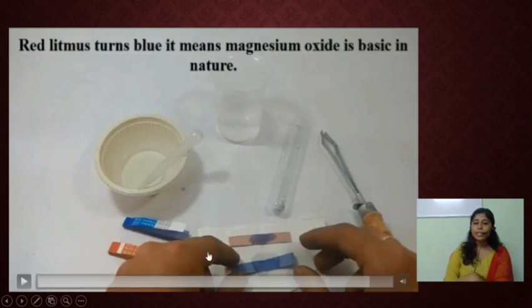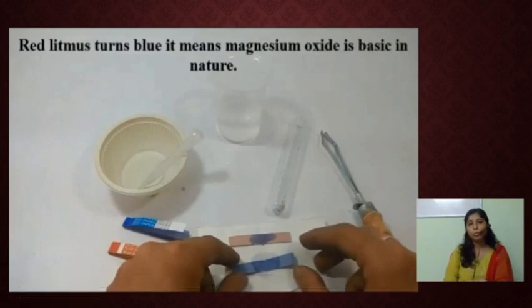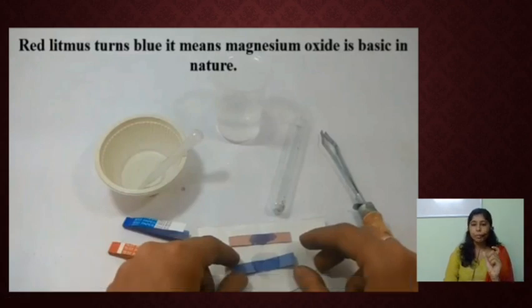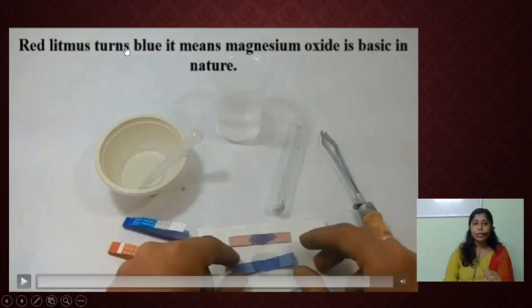Yes, we can see the result here. There is no color change in the blue litmus paper, but the red litmus paper changed into blue. That means if there is a color change from red litmus to blue, that solution is basic in nature. Here, the red litmus turns blue. It means the magnesium oxide is basic in nature.